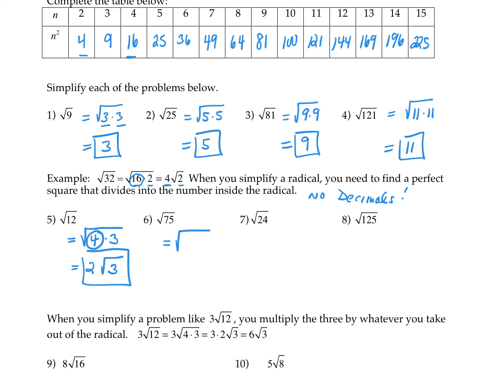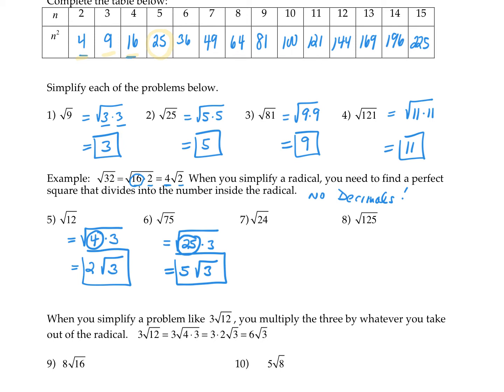In example number 6, we have the square root of 75. If I start to take a look at my list, I notice that 4, 9, and 16 don't divide evenly into 75, but 25 does. So we're going to rewrite the square root of 75 as the square root of 25 times 3. Take the square root of 25, and we get 5, and we're left with the 3 inside the square root. So 5 square root of 3 is simplest radical form for that one.